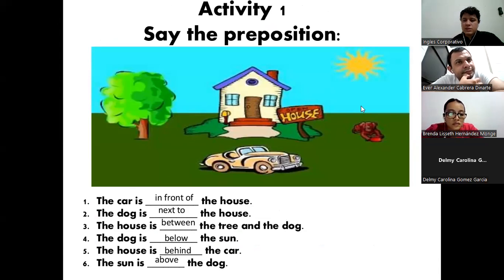Below means under, debajo. Behind the car: the house is behind the car. Casa está detrás del carro.